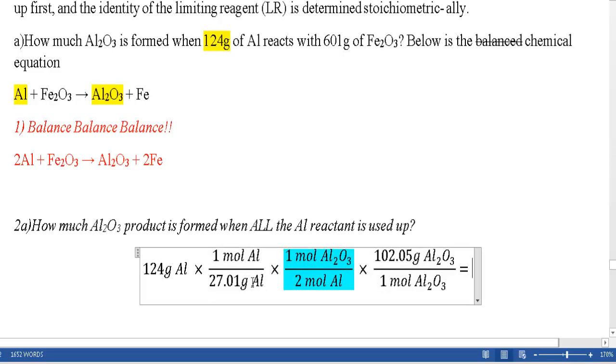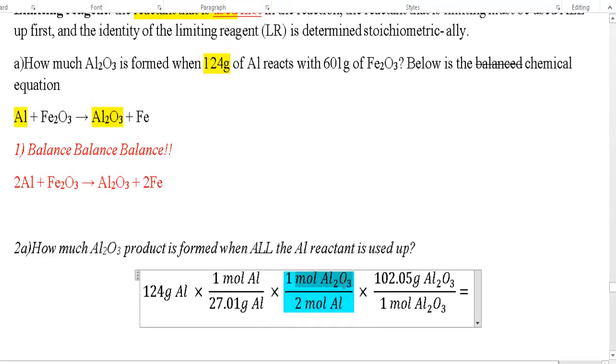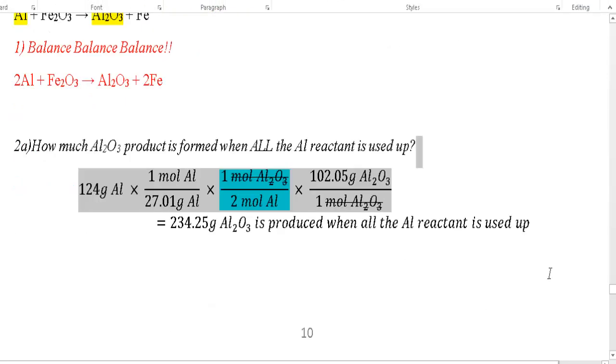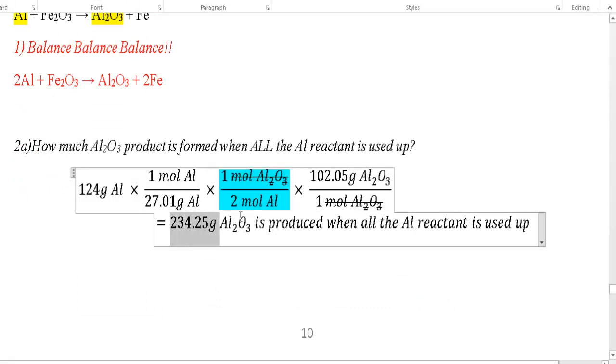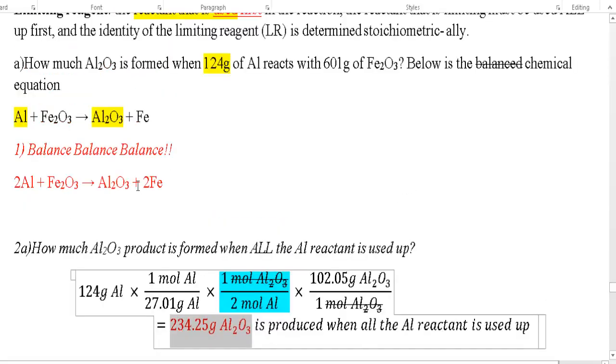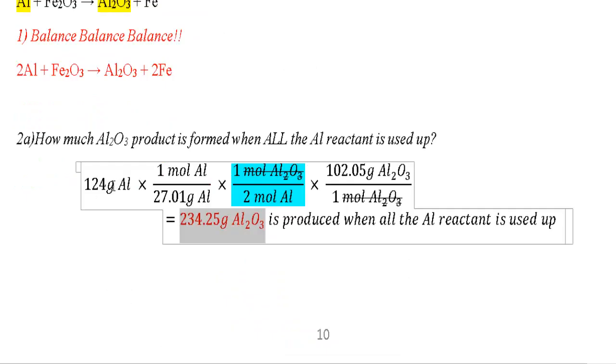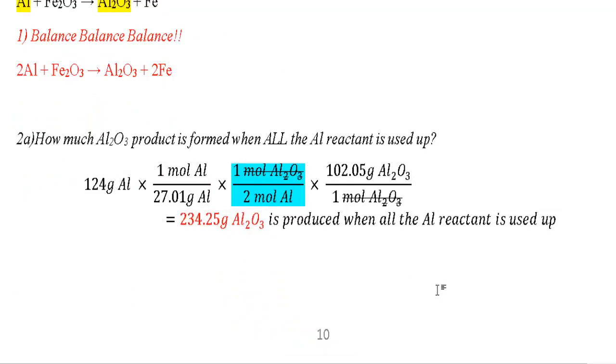So the grams of Al cancel with the grams of Al, the moles cancel with the moles of Al, and finally the moles of Al2O3 cancel out with the moles of Al2O3. We are left with the grams of Al2O3 when all of the Al is used up. So we have 234 grams of Al2O3 product that is produced when all of the Al reactant is used up. That's question 2A. Now we'll do the exact same thing and ask ourselves question 2B.